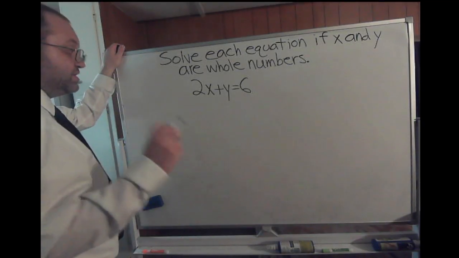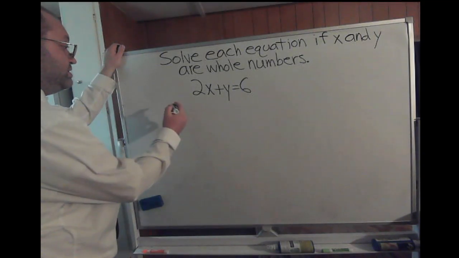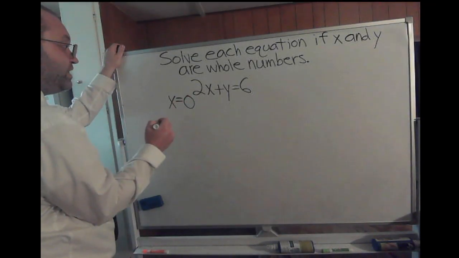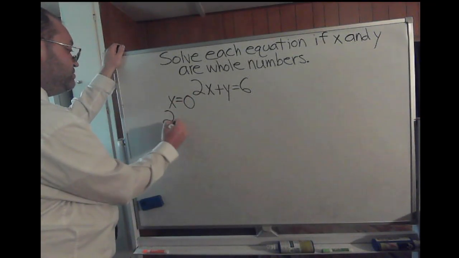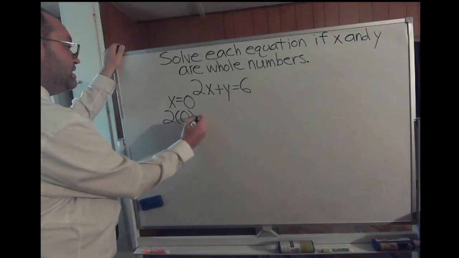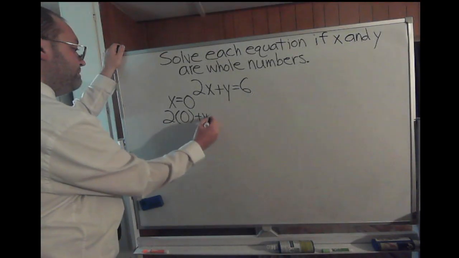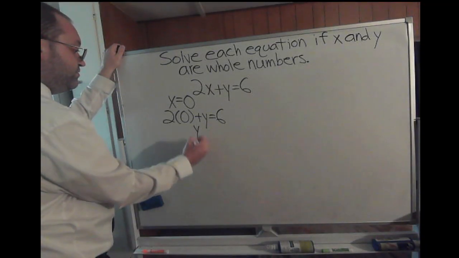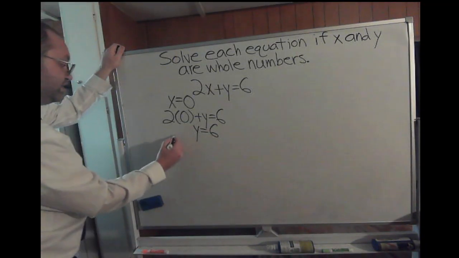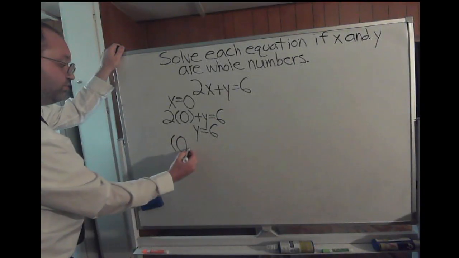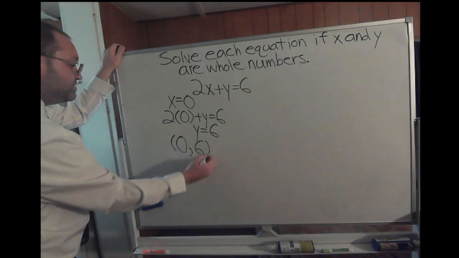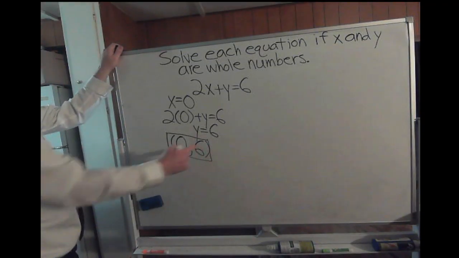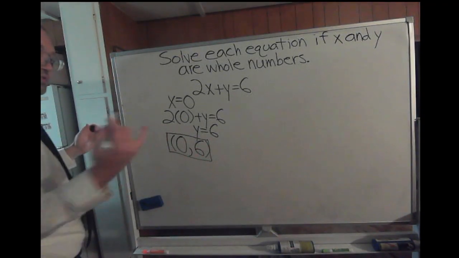A whole number starts at 0, so let's start with x equals 0, okay? So if we do that, we'll put in 2 times 0 plus y would equal 6. Well, 2 times 0 is 0. You just literally have y equals 6. So one ordered pair, your solution will be an ordered pair. You'll get 0, 6. When x equals 0, y equals 6. That's what that ordered pair denotes of 0, 6.